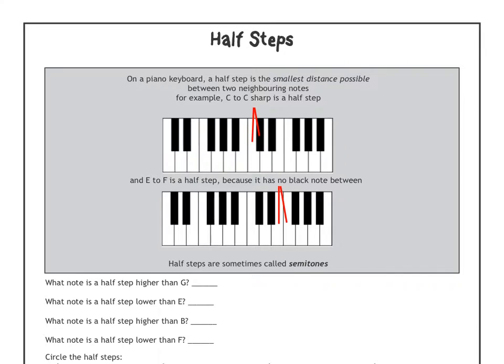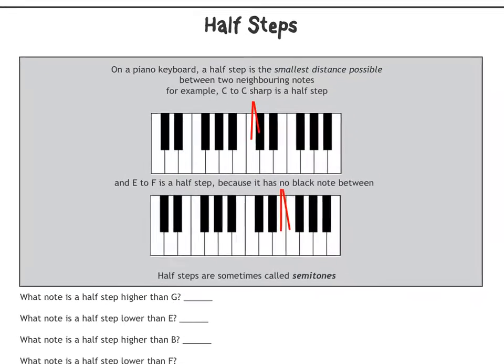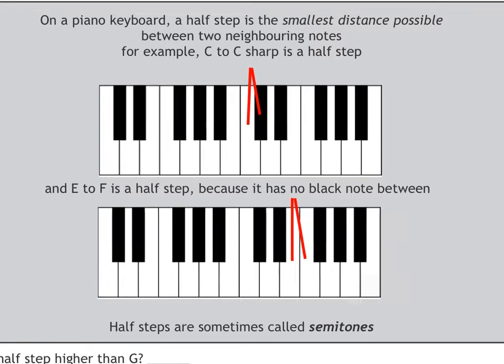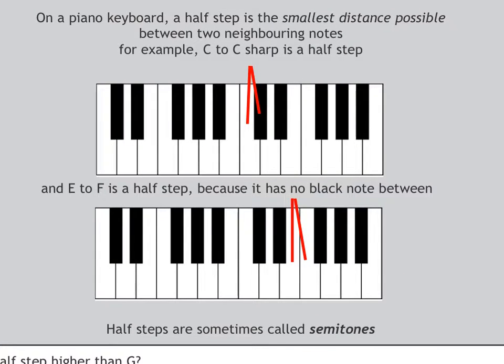Okay, so half steps. Now that you know your way around a piano keyboard, it's important to know how to navigate across the keyboard. On a piano keyboard, a half step is the smallest distance possible between two neighboring notes. For example, you know how to label the piano keyboard, so you know that here's the note C, D, E, etc. There's a B, there's an A. We'll just use those few notes for now.